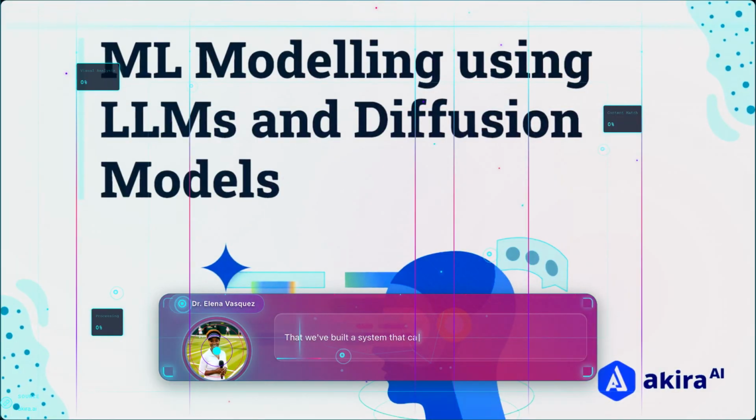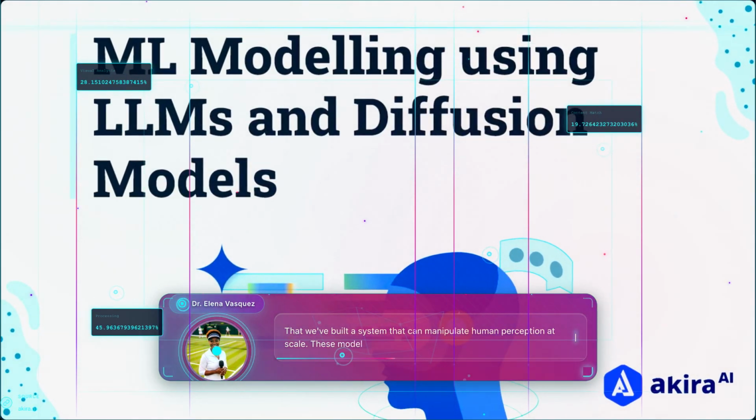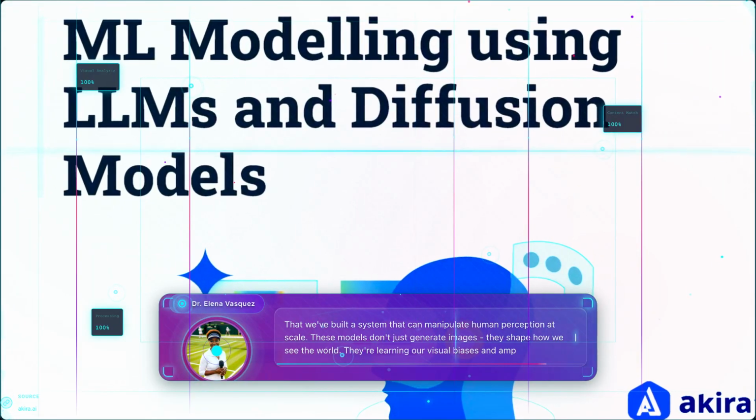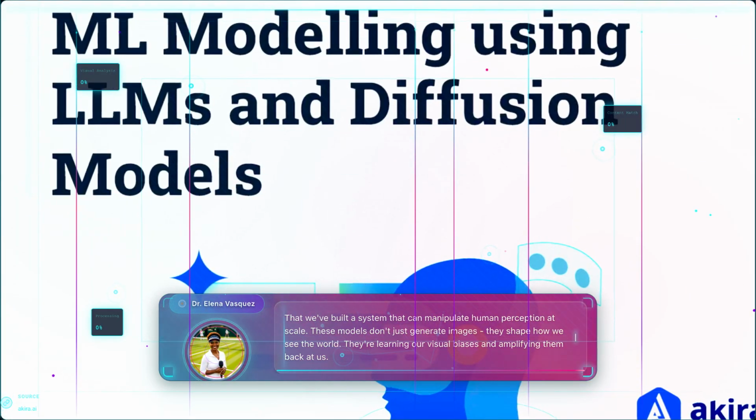That we've built a system that can manipulate human perception at scale. These models don't just generate images, they shape how we see the world. They're learning our visual biases and amplifying them back at us.